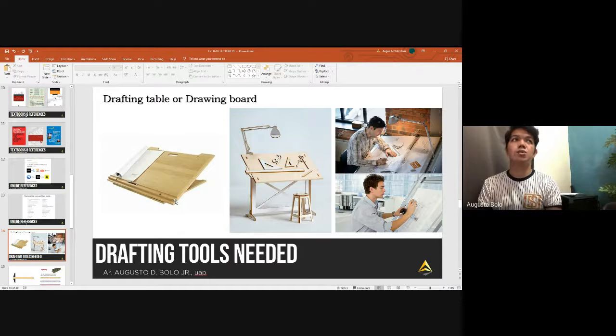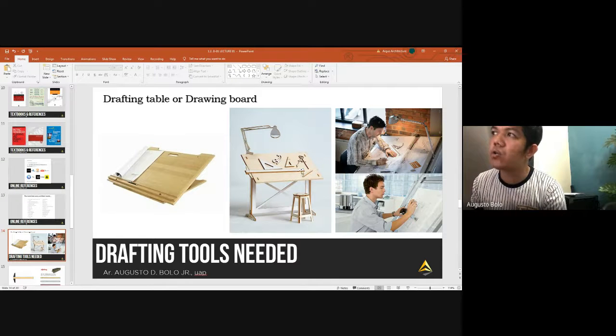Kung face-to-face to, UNC has a facility on the new architecture building, meron dong mga bagong drawing table. But since we are online, might as well we look for alternatives at your home that you can do your drafting. On the middle of your screen is a drawing table. Ito yung table, definitely may bitis. And then, take a look at the drawing.